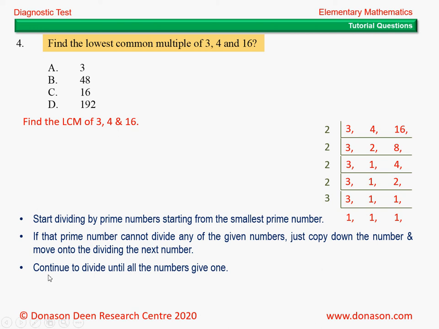And if you look at the last step, it says here continue to divide until all the numbers end up giving you 1, 1 and a 1. So this is exactly where you should stop. 1, 1, 1, and the moment you have that, stop here.